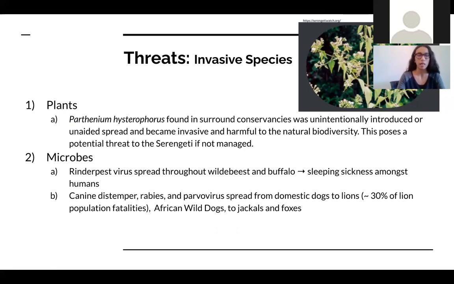More recently, canine distemper, rabies, and parvovirus have spread from domestic dogs to lions, resulting in a 30% decrease in lion population, and to the already endangered species of African wild dog, and to jackals and foxes.